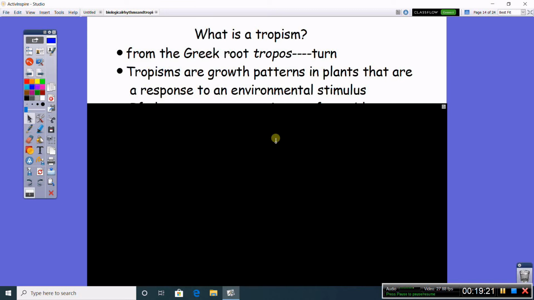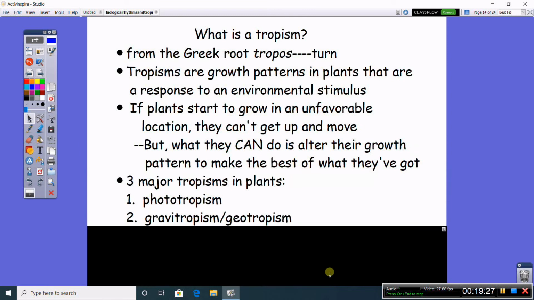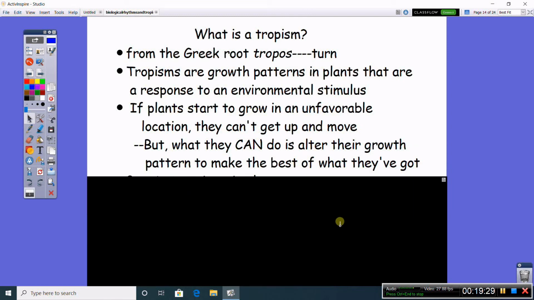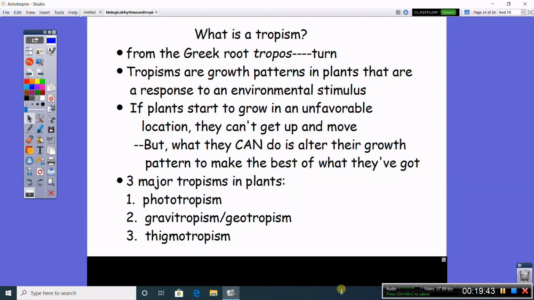So plants use tropisms to respond to their environment since they can't really change where they're growing. And so that's what this is saying here. If plants start to grow in an unfavorable location, they can't just get up and move. But what they can do is alter their growth pattern to make the best of the situation that they've got.